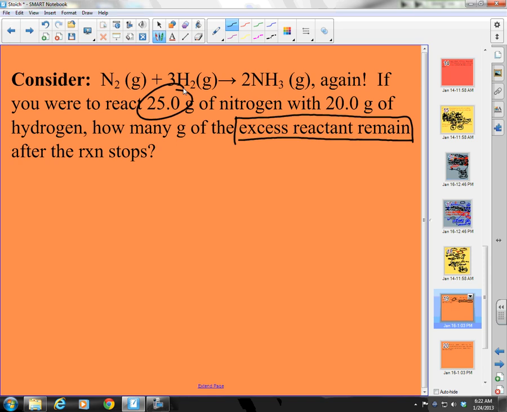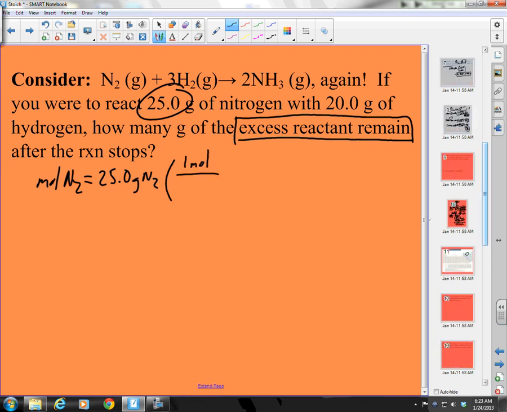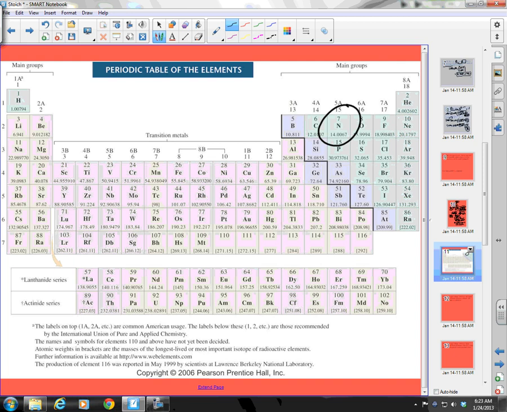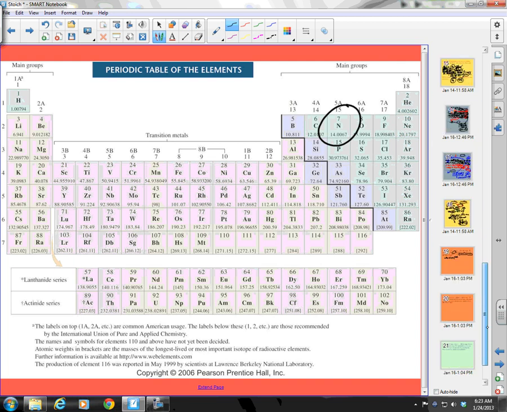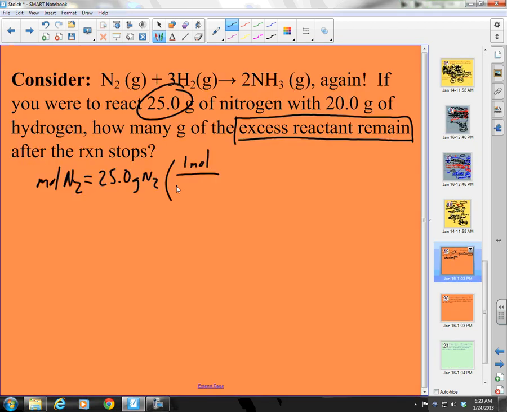I have 25 grams of nitrogen. The first thing we want to do is get moles of nitrogen. Moles of nitrogen is equal to 25.0 grams of nitrogen times what? I have 1 mole per, let's go back to my periodic table. Where's nitrogen? 14.01. So I have 2 times 14.01 grams per mole. Why 2? Because I have N2, right?